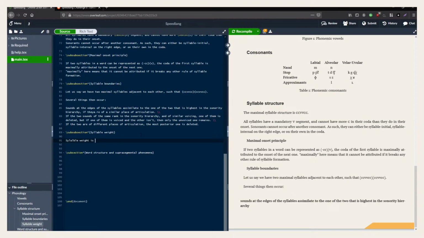Syllable weight is, I don't want to say calculated, but I keep making the same typo. Do I have it more than once, actually? Yeah.